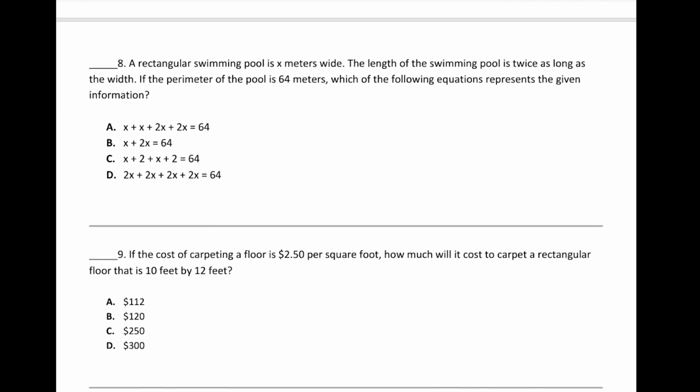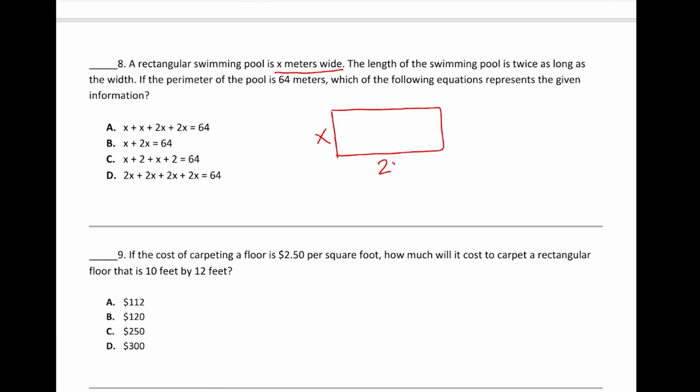Number 8 says a rectangular swimming pool is x meters wide. I'm going to go ahead and just start drawing this out. So we've got this rectangular swimming pool. It's x meters wide. The length of the pool is twice as long as the width. So this would be 2x down here. If the perimeter is 64, which of the following equations represents the given information?